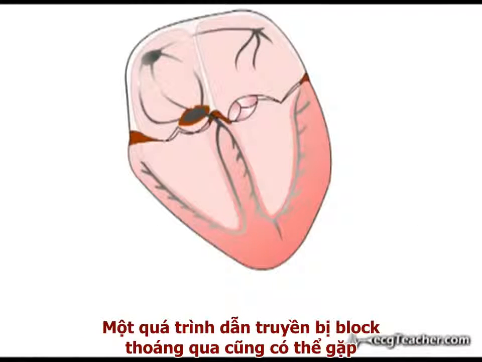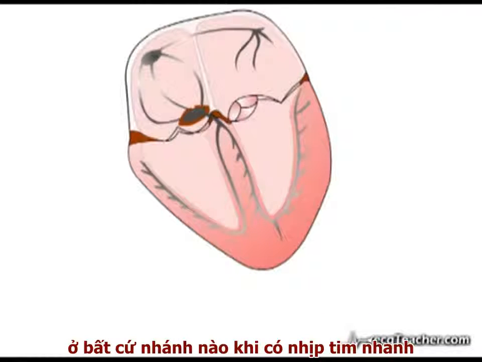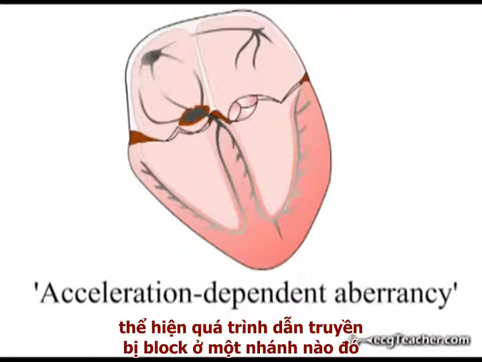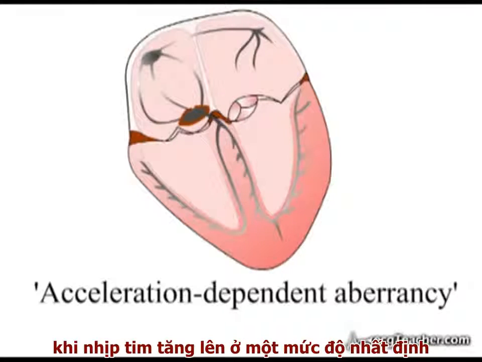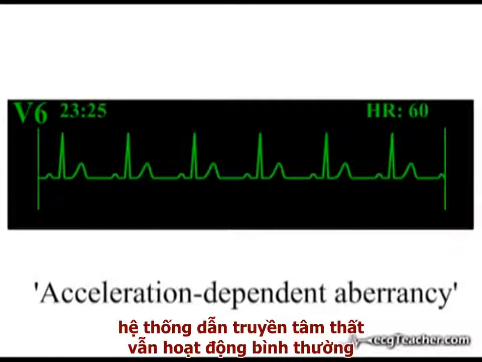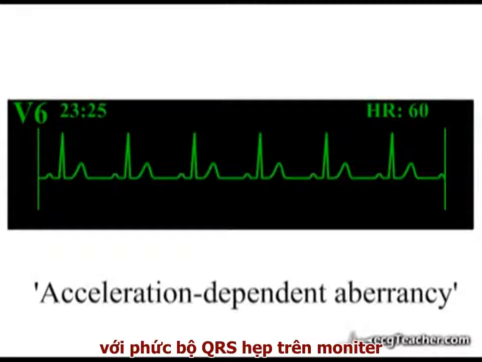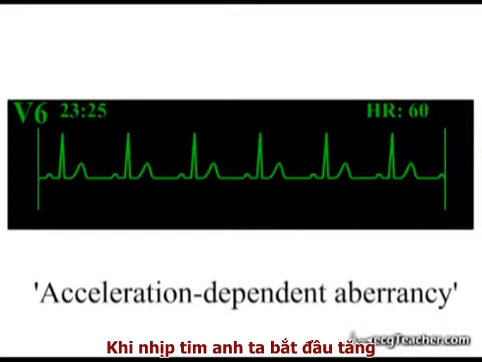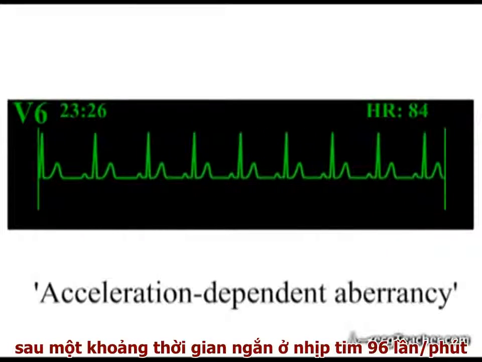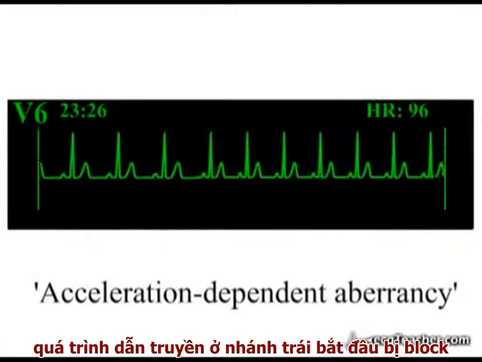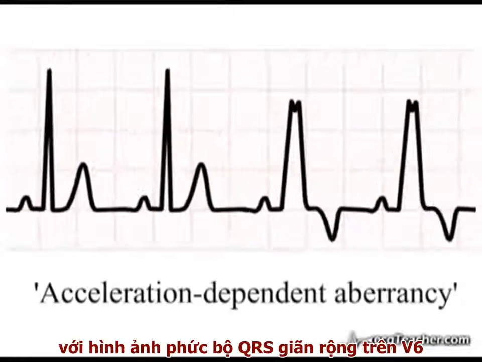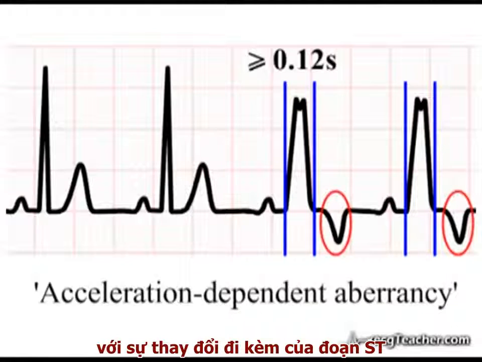A transient failure of conduction can also develop in either bundle branch in response to elevation of the heart rate. Acceleration or rate-dependent aberrancy refers to a failure of conduction in a bundle branch when the heart rate rises to a certain level. In this patient with known heart disease, at a heart rate of 60 beats per minute, the ventricular conducting system is fully functional, with narrow QRS complexes on the monitor. As his heart rate begins to rise, note that after a short period of time at a rate of 96 beats per minute, conduction in the left bundle branch fails, and he develops a left bundle branch block pattern on the ECG, resulting in broad positive QRS complexes in V6 with associated ST changes.